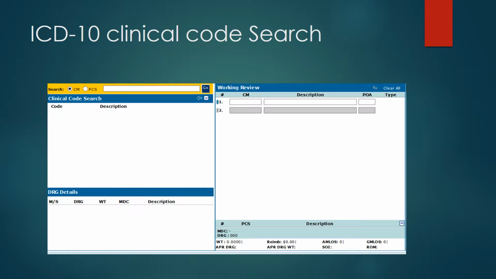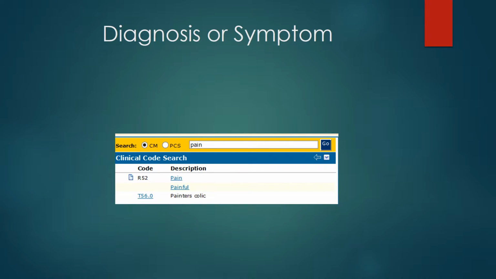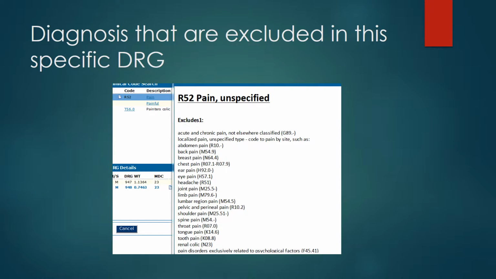This is the sheet, what it looks like when we're looking for codes. It's the search sheet. Here I searched for pain to see what comes up. This paper here will let us know that there's some information we can find about that. So if we click on it, it will then go to here and let us know that these codes are excluded from the pain DRG.